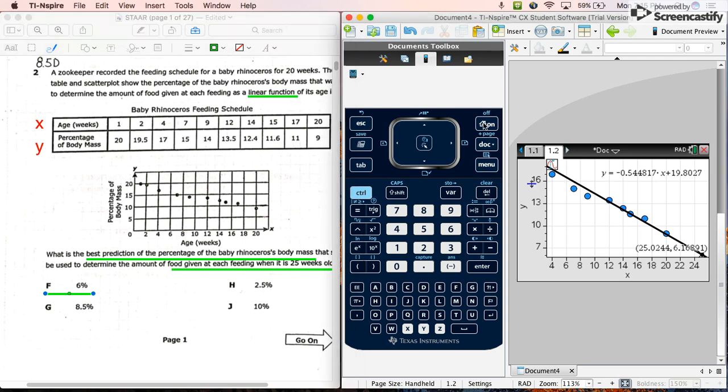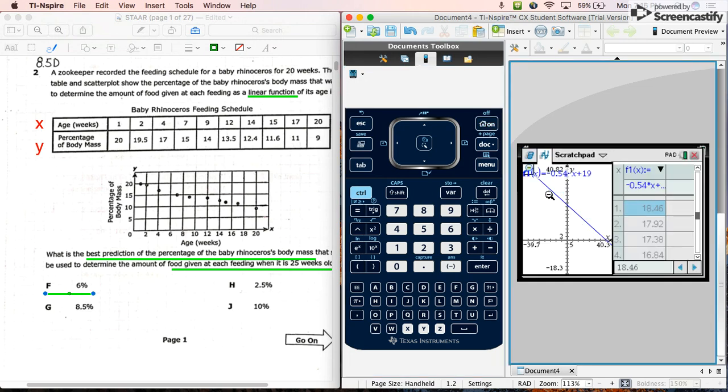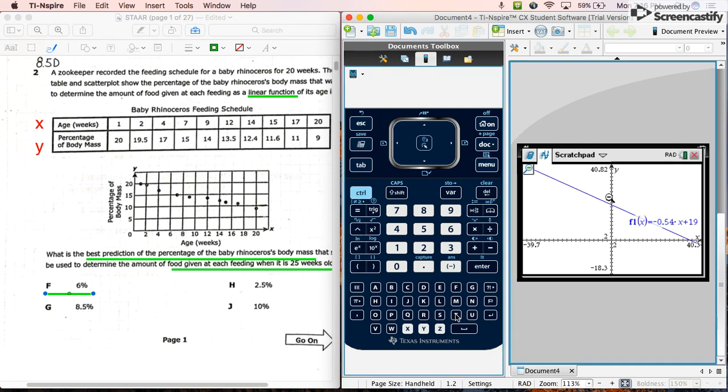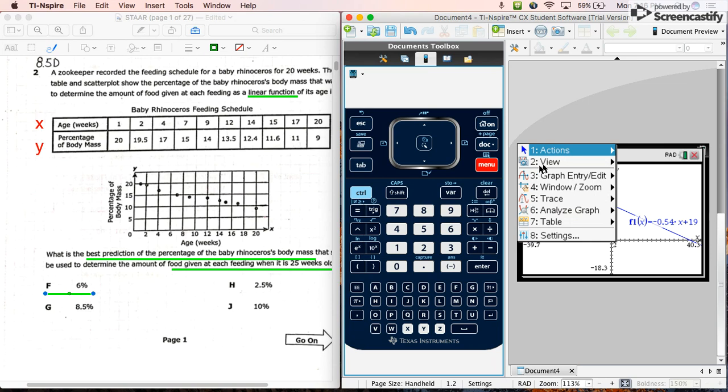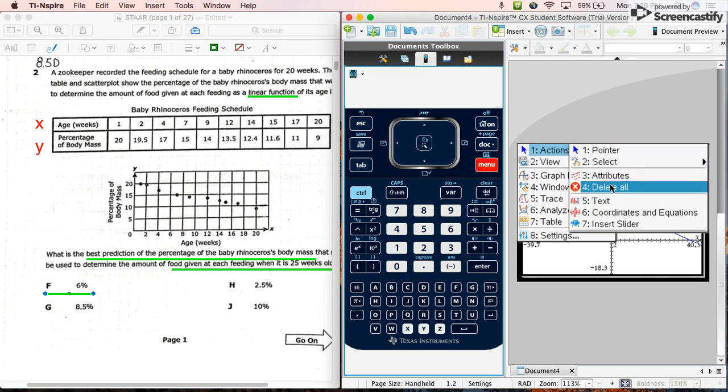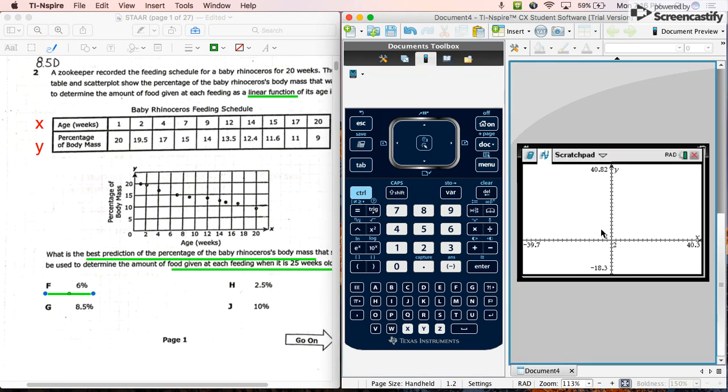I'm going to click on the Home button. I'm going to click on Graph on the scratch pad. From there, I already have something in there, okay? What I'm going to do is show you exactly how I did it. Control T. Let's go to Menu. Let's clear everything out. Actions. Delete all. Sorry about that.